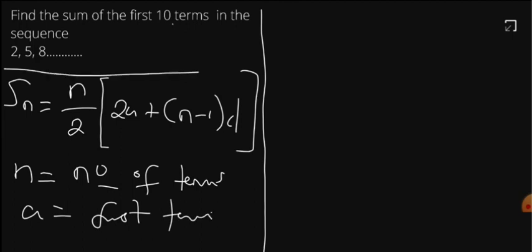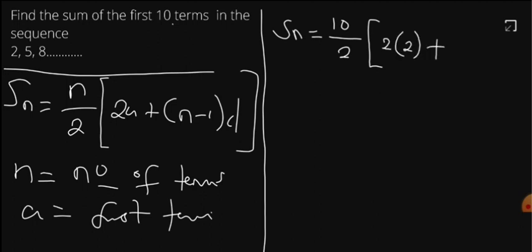So we've got this example there which says find the sum of the first 10 terms in the sequence 2, 5, 8. So we are going to say Sn is equal to, n in this case is 10 over 2, open brackets, 2a is 2 times 2, plus n, we have 10 minus 1. Our common difference is 3. Then we say 10 over 2 is 5.